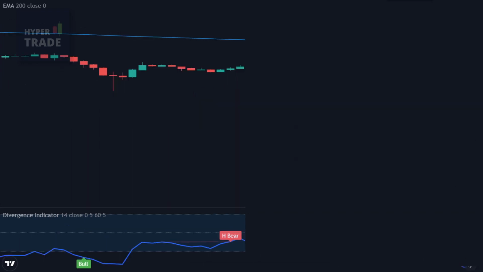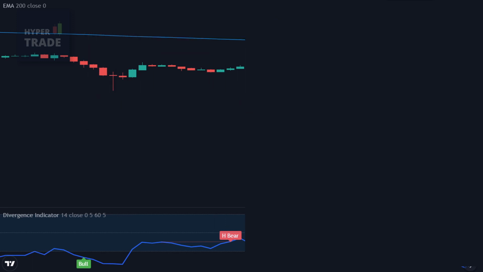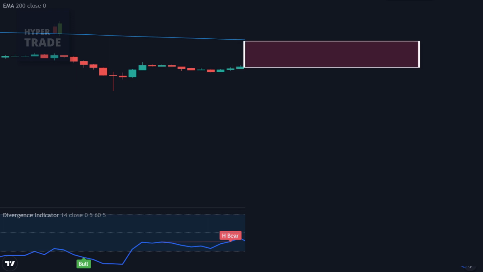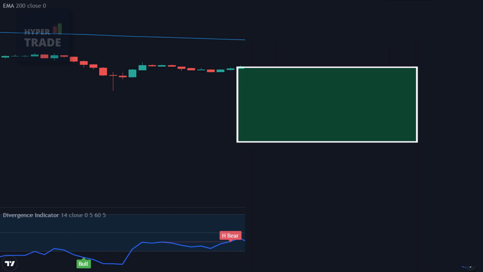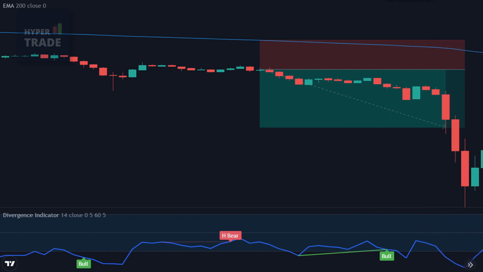We have our second short entry here. You can clearly see the divergence indicator gives us a red signal, and the price is below the 200 EMA. It's our time to enter a short trade again. Set your stop loss above here, and set the take profit 2 times below the stop loss. Let's find out the results. This trade ended up being profitable.